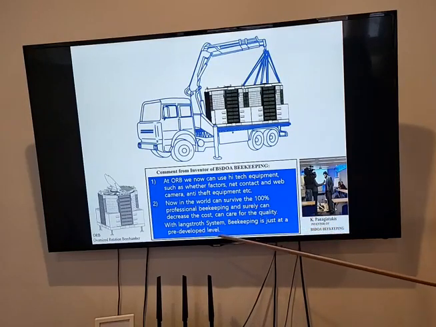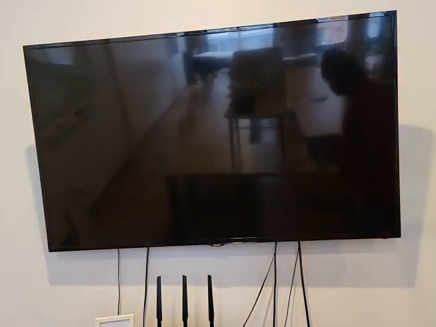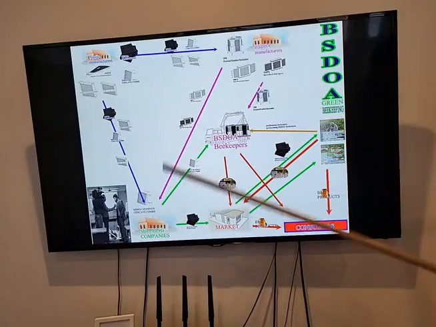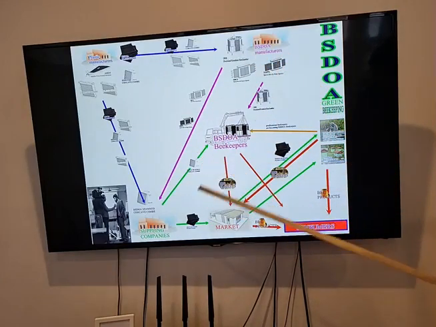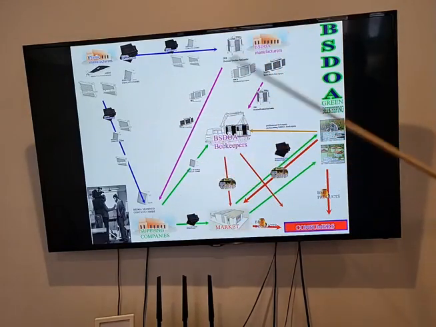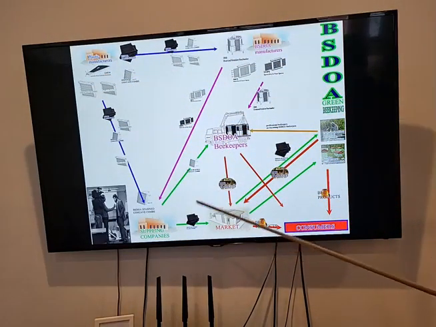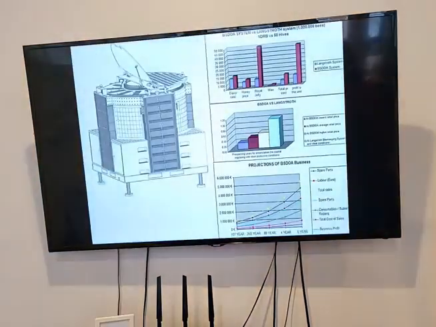With the Langstroth system, beekeeping is just at a pre-developed level. I would say a childhood level. Langstroth beekeeping is childhood beekeeping. Okay, let's go to the next. Here is a figure of the Bsdoa system: Bsdoa manufacturers, beekeepers, market, supply companies, bee products. Okay, let's go to the next.